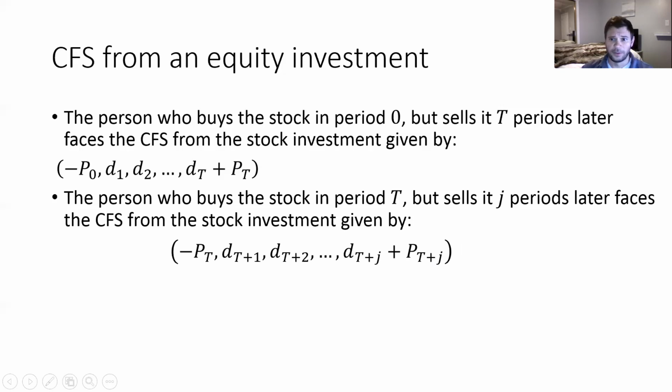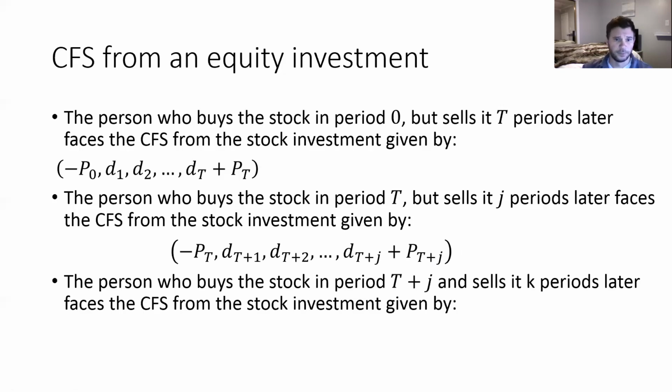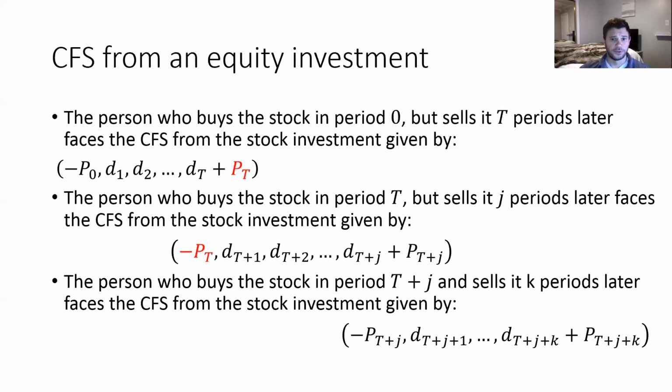And now we can think about the third owner of the same stock who bought the stock in period T plus J and sells it K periods later. He also faces a very similar cash flow stream from the stock investment. Note that when the person who bought it in period 0 sells it, the price they get is the same price that the person who bought it in period T pays. Similarly, when the person who bought it in period T sells it in period T plus J, the selling price for them in T plus J is the same as the purchase price of the third individual who was buying it in T plus J.